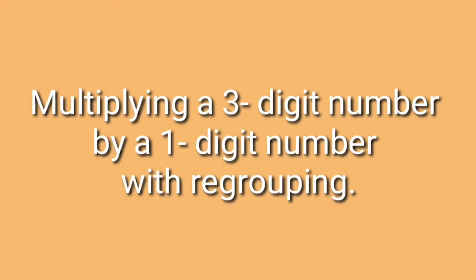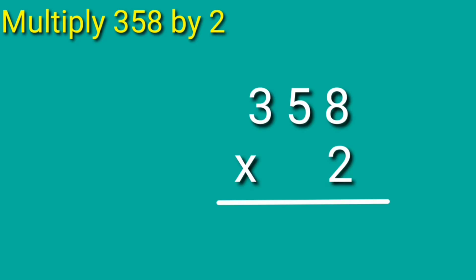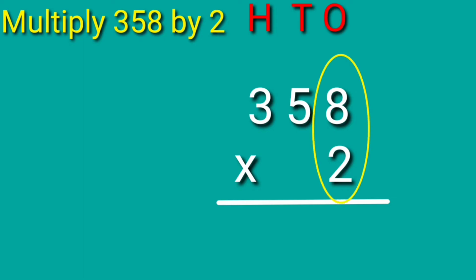Okay, let us start multiplying a 3-digit number by a 1-digit number with regrouping. Let us multiply 358 by 2. First, let us arrange these numbers one below the other according to their place value. Children, then we need to put a multiplication symbol also. Okay, let us start. Multiply 8 ones by 2 ones.